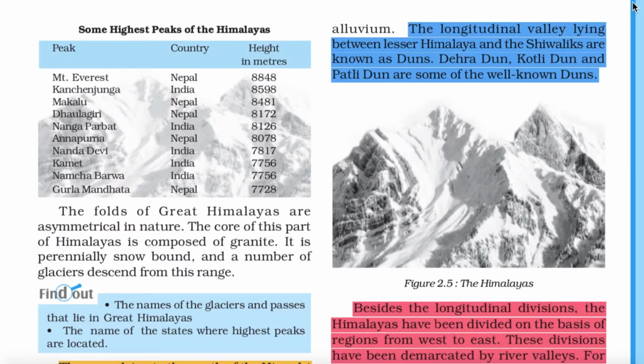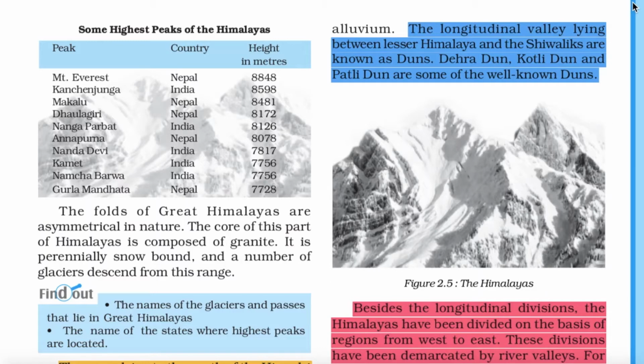Annapurna, Nepal, 8,078 meters. Nanda Devi, India, 7,817 meters. Kamet, India, 7,756 meters. Namcha Barwa, India, 7,756 meters. Gurla Mandhata, Nepal, 7,728 meters. The folds of Great Himalayas are asymmetrical in nature.